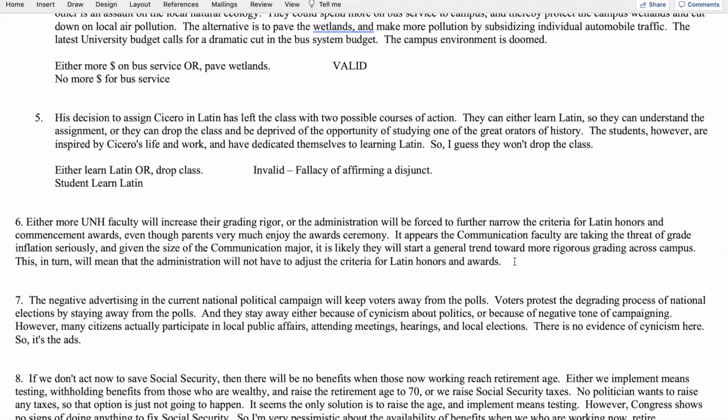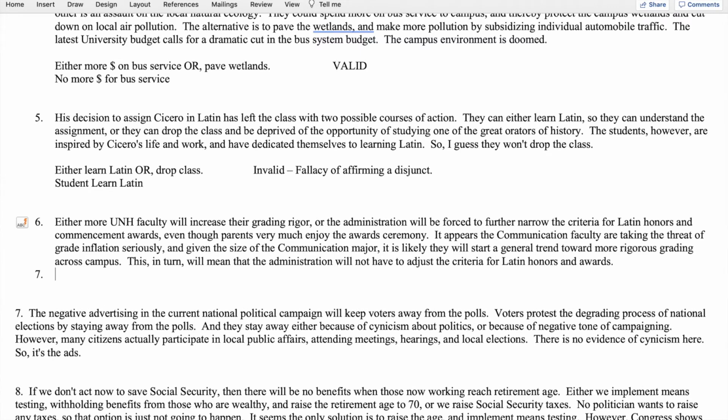Number 6. Either more UNH faculty will increase their grading rigor, or the administration will be forced to further narrow the criteria for Latin honors and commencement awards, even though parents very much enjoy the awards ceremony. It appears the communication faculty are taking the threat of grade inflation seriously, and given the size of the communication major, it is likely they will start a general trend toward more rigorous grading across campus. This in turn will mean that the administration will not have to adjust the criteria for Latin honors and awards.